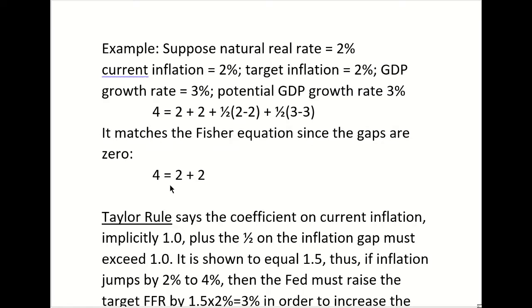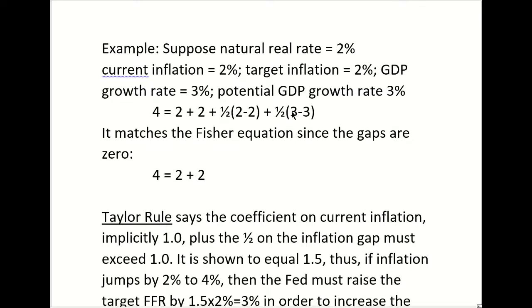Suppose the natural real rate is 2%, just suppose, and that the current inflation rate is 2%, and the Fed has set the target inflation rate at 2%. GDP growth rate, actual, is 3%, and potential growth rate is 3%. If we plug the numbers into the equation, these two gaps disappear because we're basically in equilibrium.